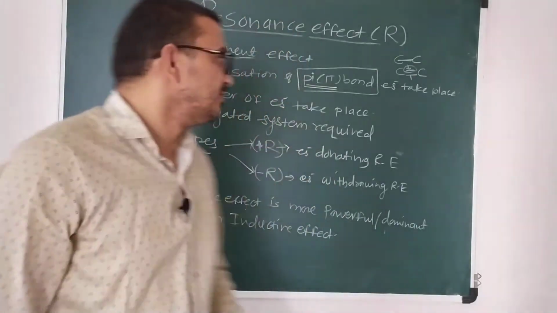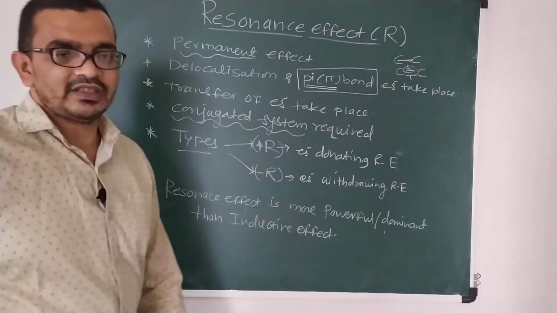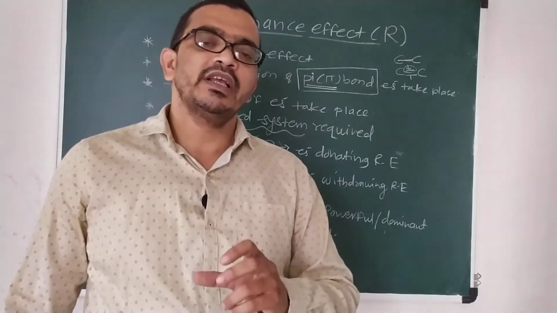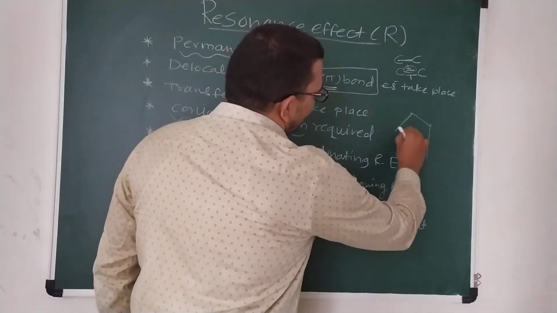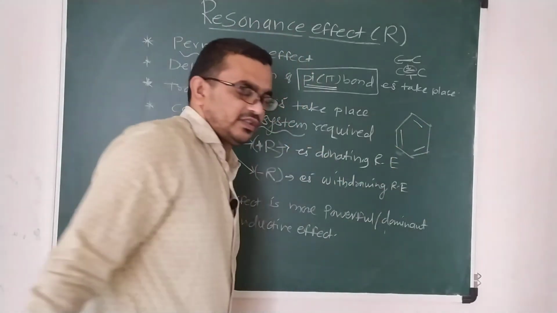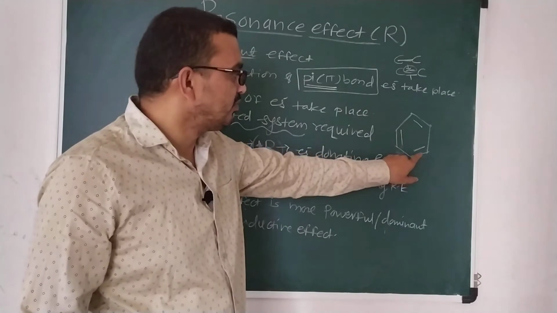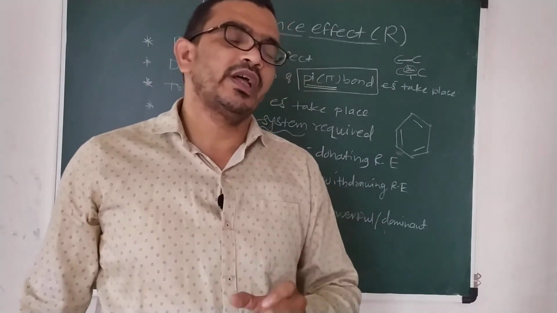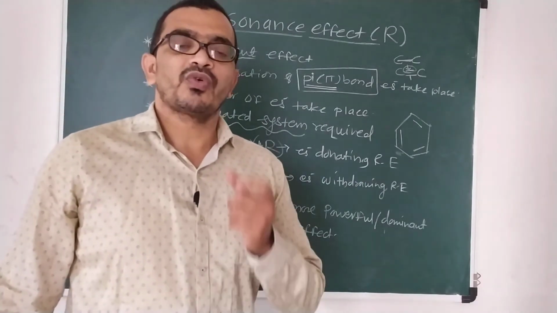Understand? Now, another very important discussion: it takes place in a conjugated system, so a conjugated system is required. What is the meaning of conjugated? Suppose you take the benzene ring, I am going to show you. In the benzene structure there is an alternate single and double bonded system, correct? A double bond is there, after that a single bond, then a double bond, single bond, double bond, single bond. Such a conjugated system is required, so that this effect very easily takes place in this particular conjugated system.